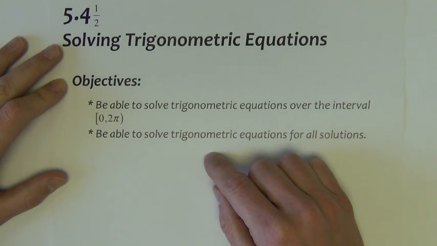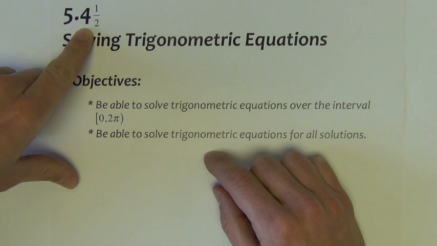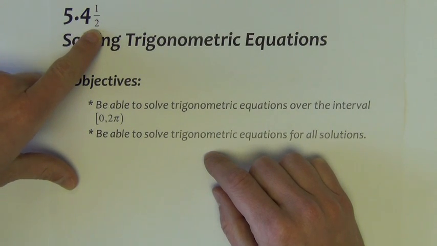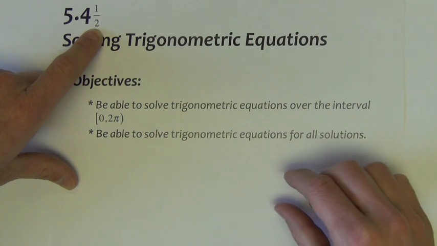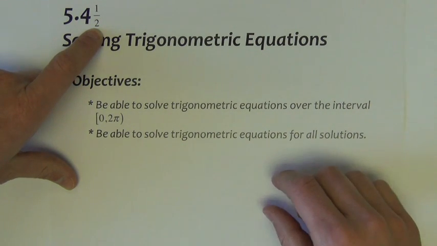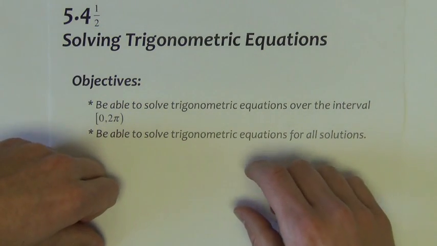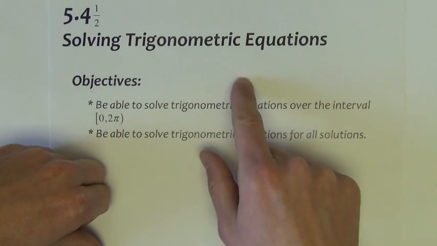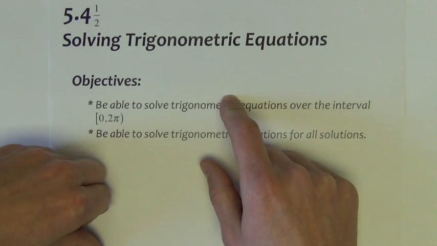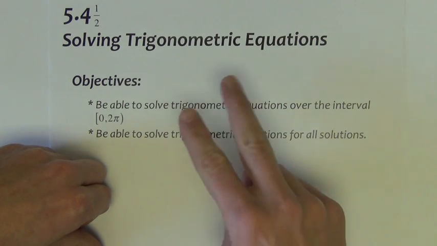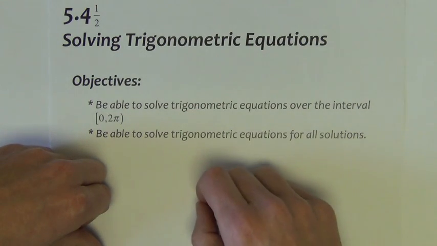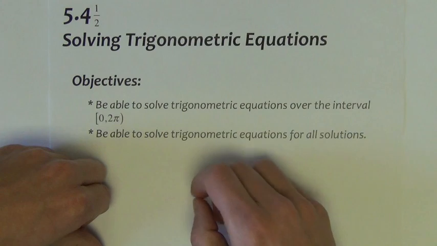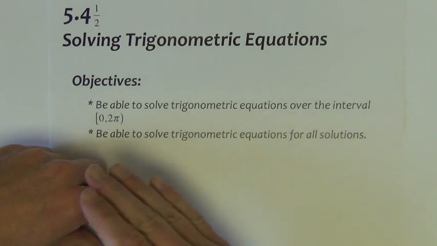The next lesson I like to call 5.4 and a half. It's a section to place between 5.4 and 5.5. The text that we use puts a little bit of this material into sections 5.2, 5.3, and 5.4. And I like to just hold off on all of it until we get through 5.4, and then we'll do it all at one time.